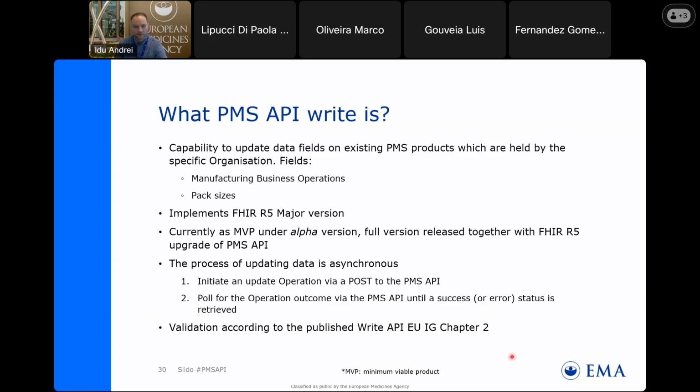We will validate the fields, and specifically the manufacturing business operation and pack sizes, based on the business rules described in chapter 2. While the payload itself may have other fields related to medicinal product data, the way this implementation works is that we will only take manufacturing business operation and pack size updates and apply them to PMS data. So any other field will be ignored.